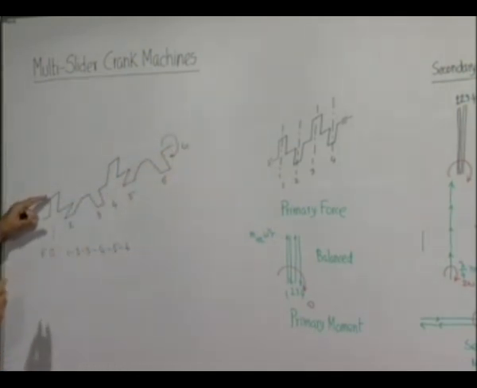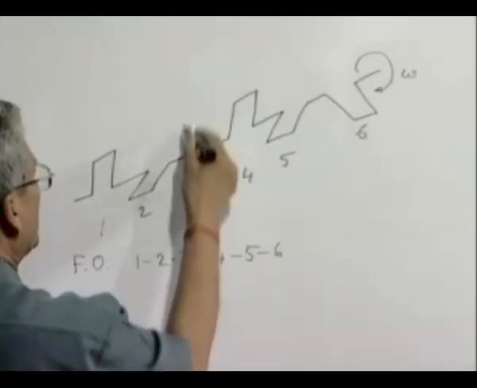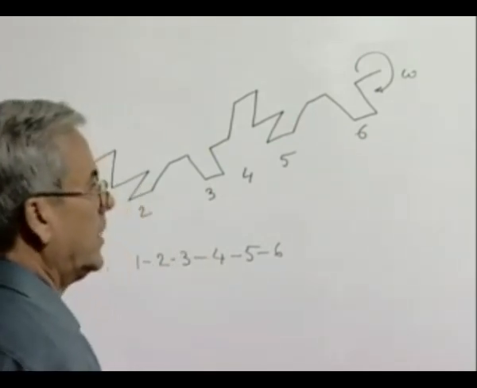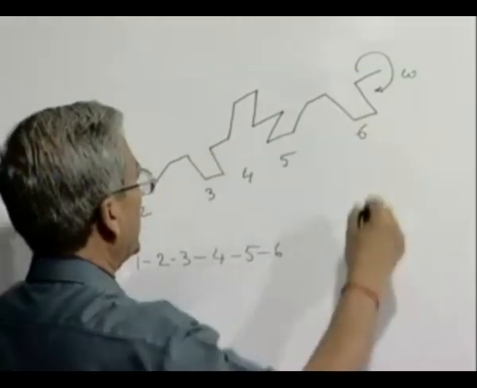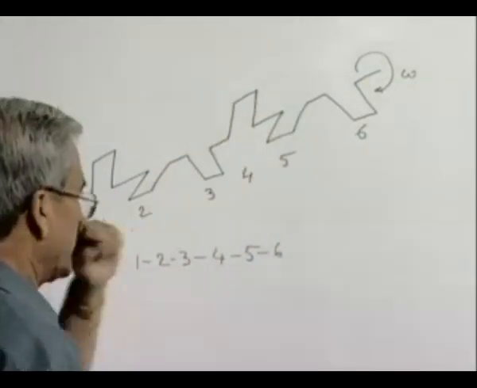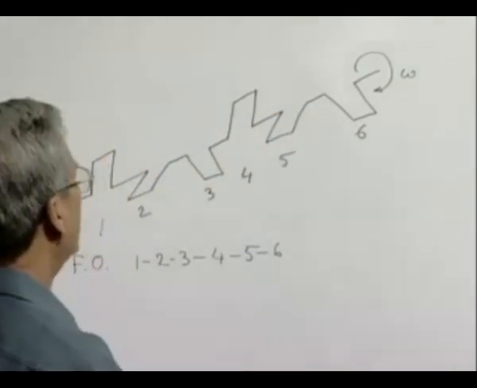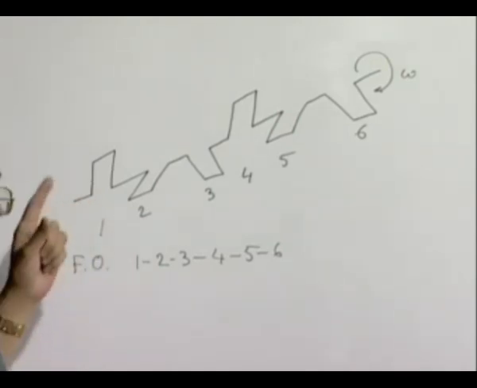So first this fires because it is at the top, next comes 2, next comes 3, next comes 4, and so on. So after every 120 degrees rotation, one firing takes place, and total 720 degrees will be taken, that means 4 pi, to make all the cylinders fire once. Now with this, if you keep on doing the same kind of analysis, you will find primary forces will be balanced, secondary forces will be balanced.